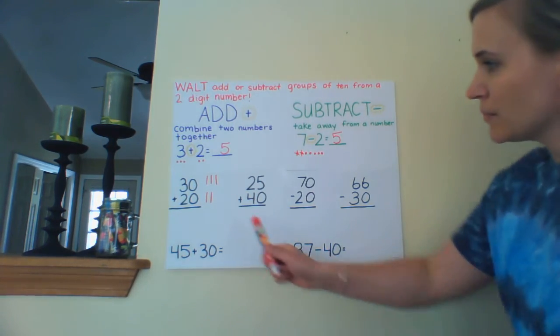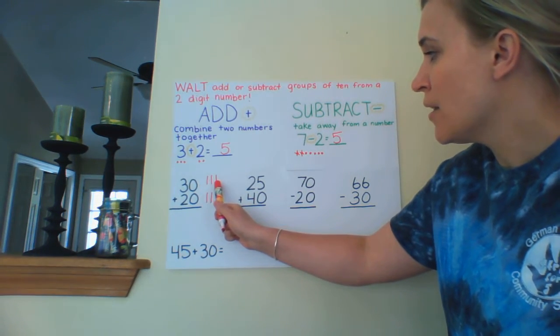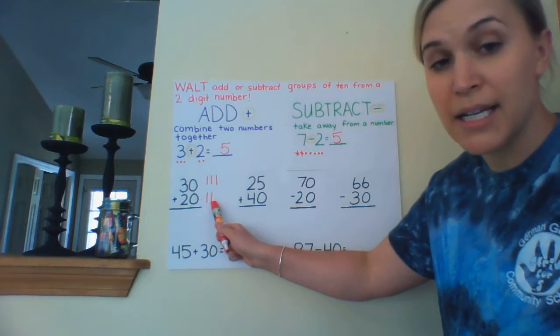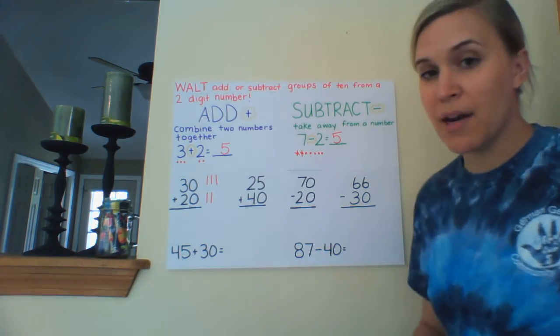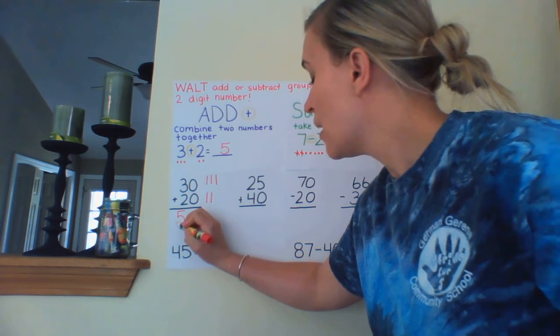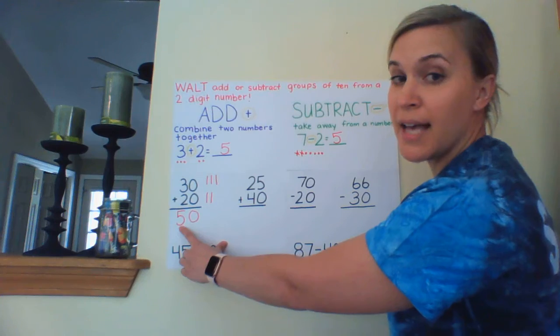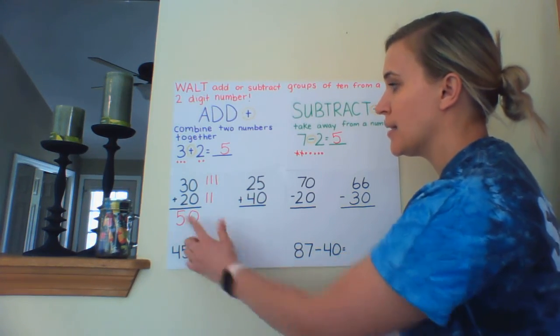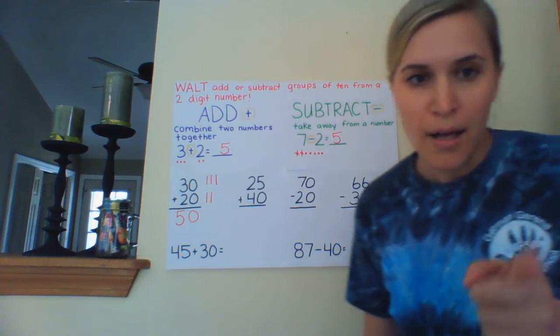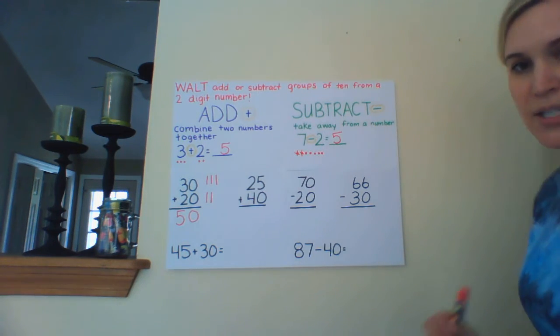So if I count, I have 10, 20, 30, 40, 50. 50, I have to be careful. I'm going to put a 5 and a 0. The 5 represents 5 tens, and the 0 represents no ones. Might make more sense on our next equation. Okay, let's look at the next one.